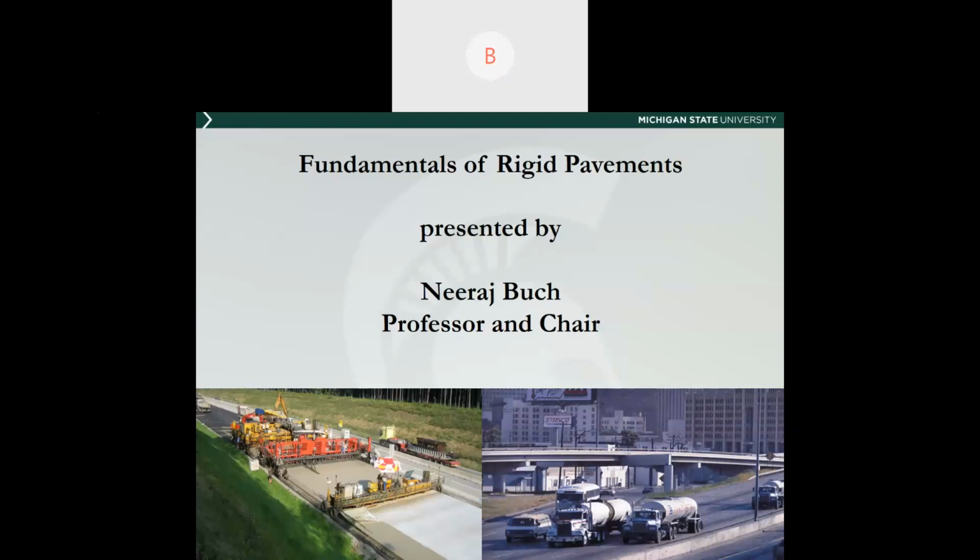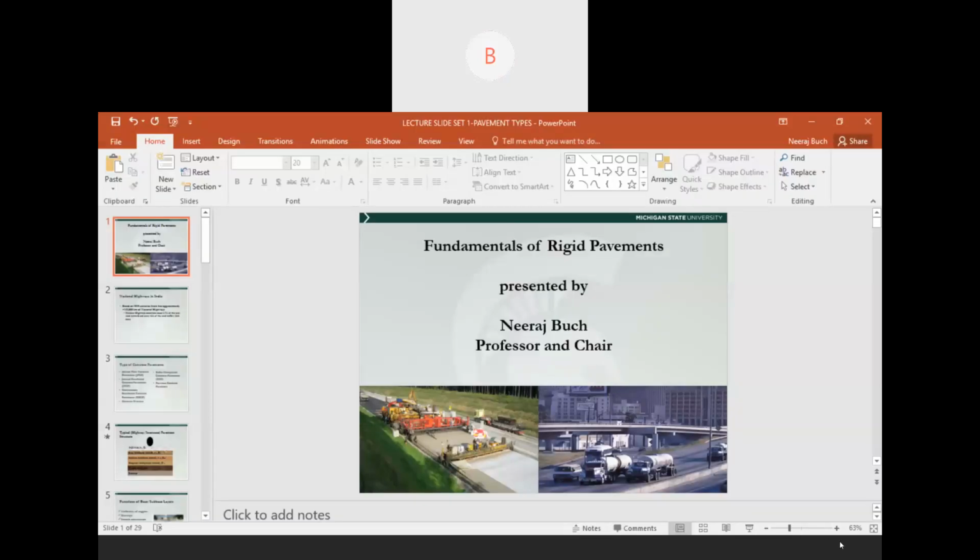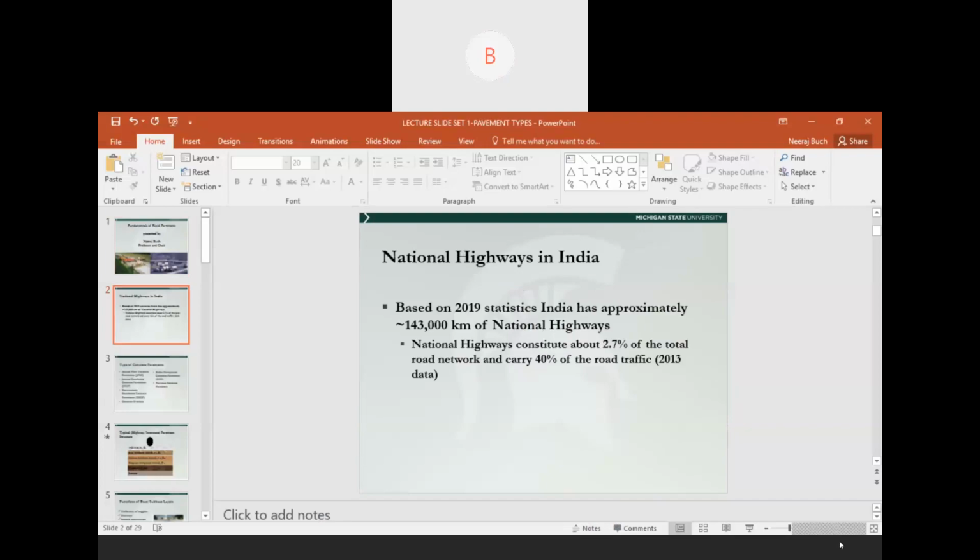So, okay, trying to page down. Screen is stuck. Let's see. Okay, I'm not sure why in the full screen mode I was not able to page down. Hopefully you can see the slides.